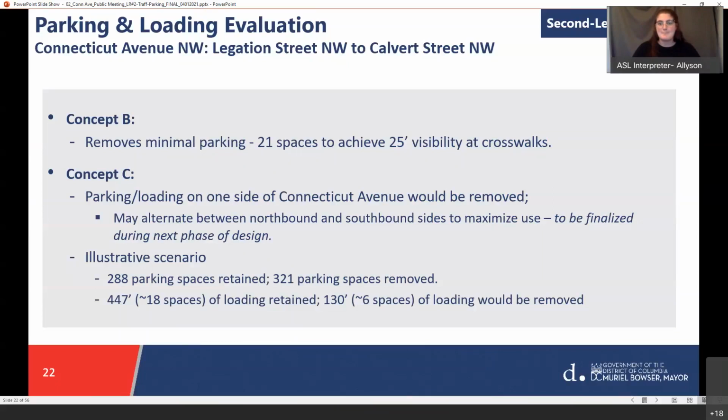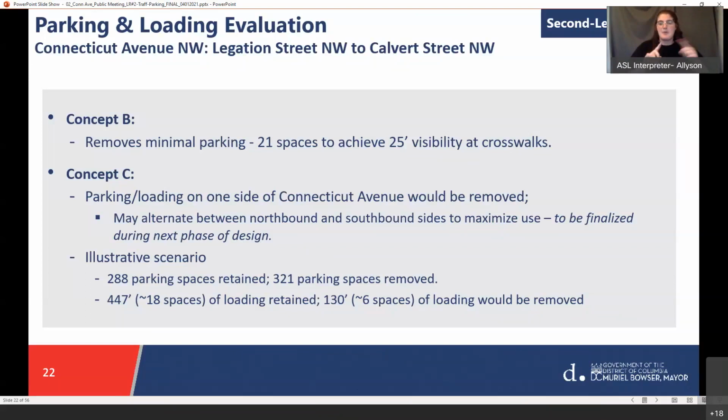Michael? Thanks, Ed. So the next few slides we'll talk about the parking and loading evaluation performed for concepts B and C. What we're showing here is a snapshot of the parking impacts relating to both concepts. Under concept B, we remove approximately 21 spaces in order to achieve the 25 feet visibility at crosswalks to improve safety. Concept C, we would remove parking and loading from one side of Connecticut Avenue, and this may alternate from the southbound and northbound side, but we are limited by that 60-foot curb-to-curb width.